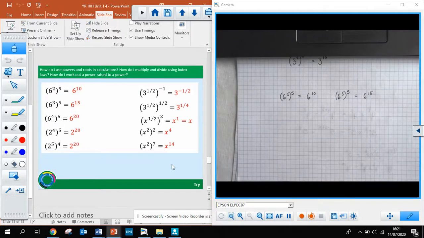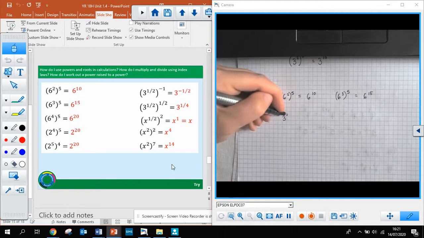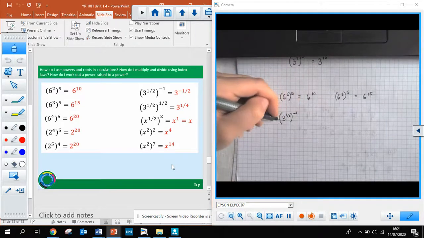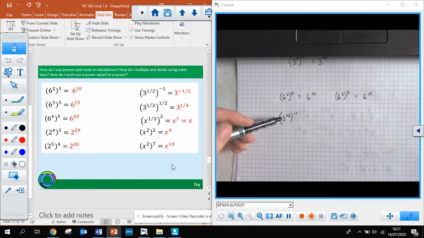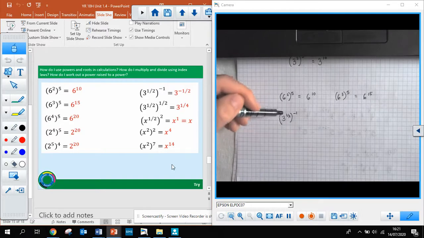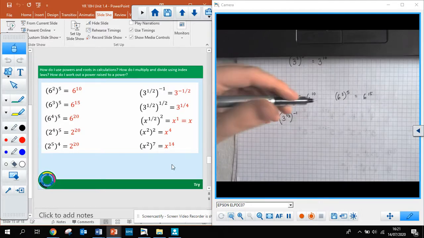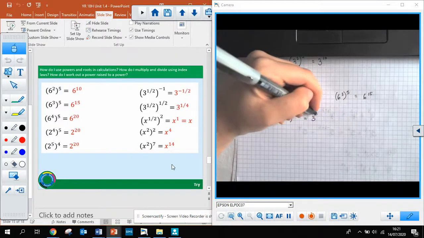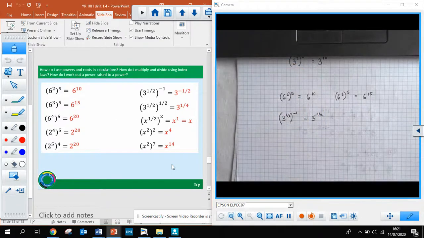Okay, now with the negative, so this is the one in the right-hand column. We've got 3 to the power of half, all raised to negative 1. Same rule, I need to be doing a half multiplied by negative 1. And a half multiplied by negative 1 is a negative half. So 3 to the minus a half.